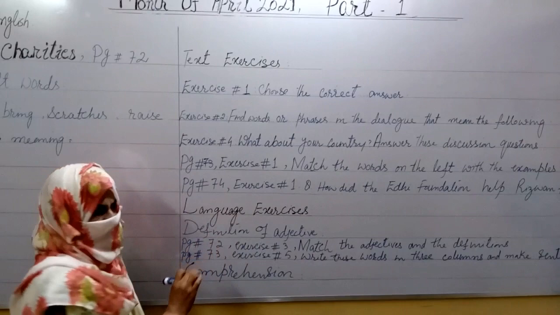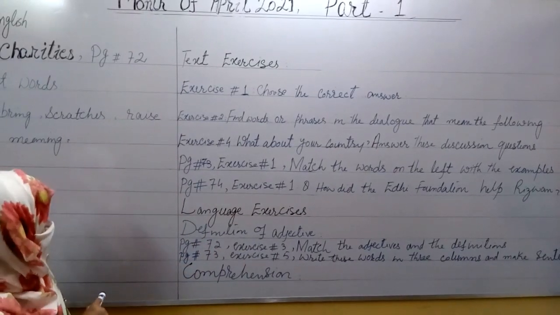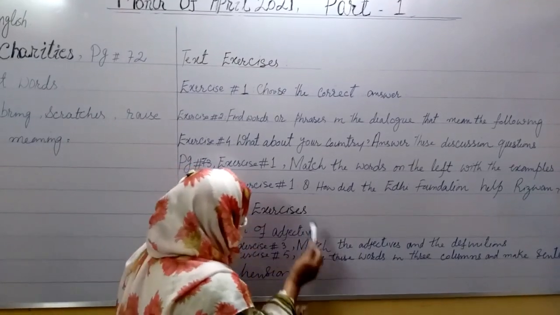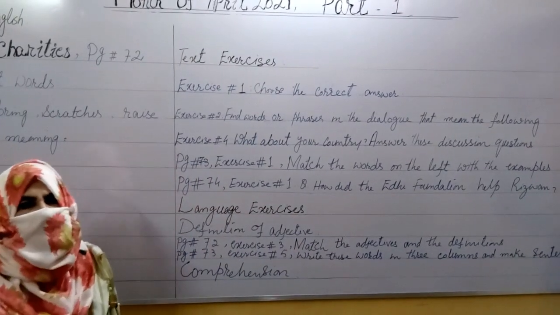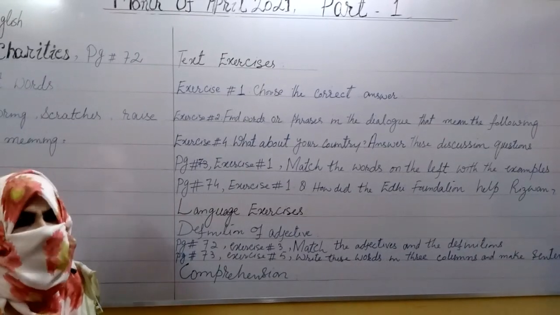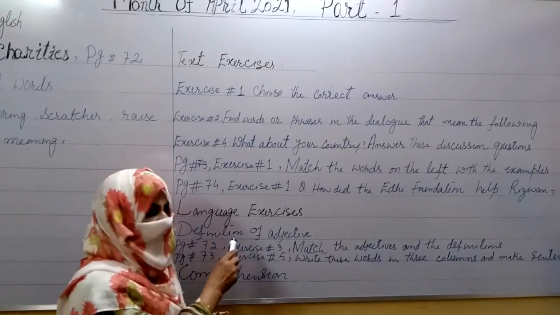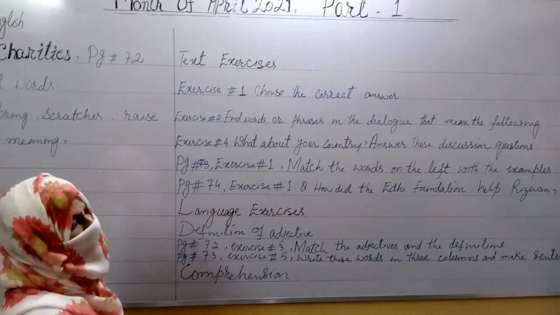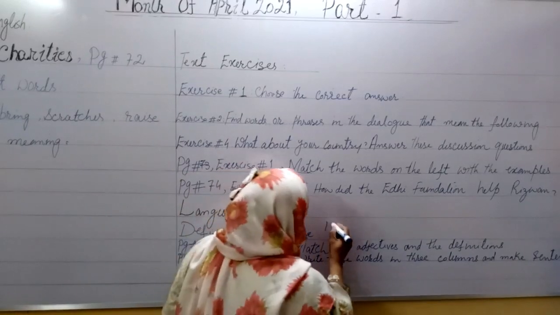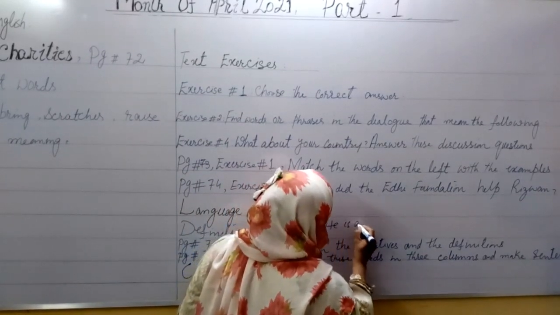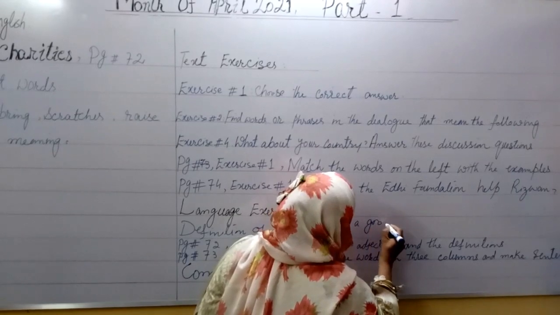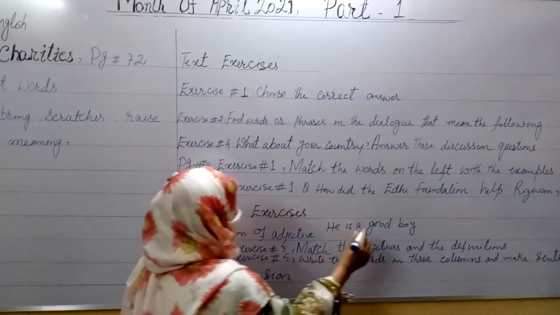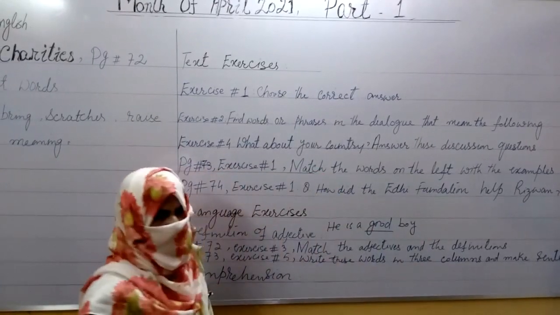Let's move towards language exercises. First of all, you have to write down the definition of adjective with an example. So what is an adjective? An adjective is a word that qualifies a noun or pronoun. For example, he is a good boy. Good qualifies this noun, so this is an adjective.